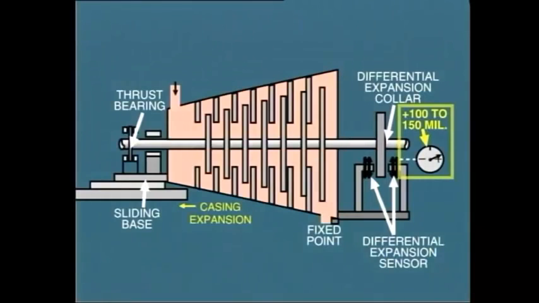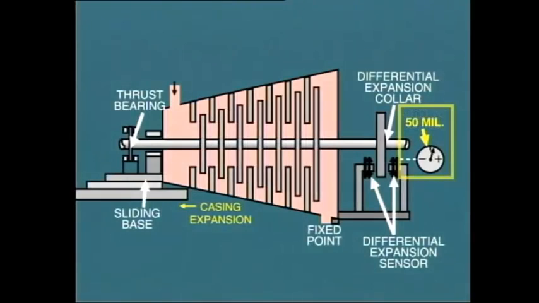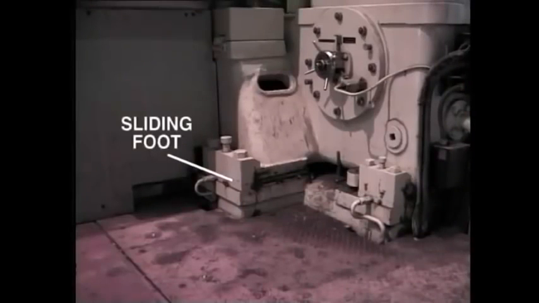Eventually, as the casing expands further and further, the differential will decrease and probably settle down to, say, plus 50 mil. The reverse situation occurs during a shutdown. In this case, the rotor contracts much more rapidly than the shell, and as a consequence will reduce the differential expansion and generally move into the negative zone. Normally, the manufacturer sets limits of differential expansion for both the negative and positive sides. The expansion position of the governor pedestal is also indicated.